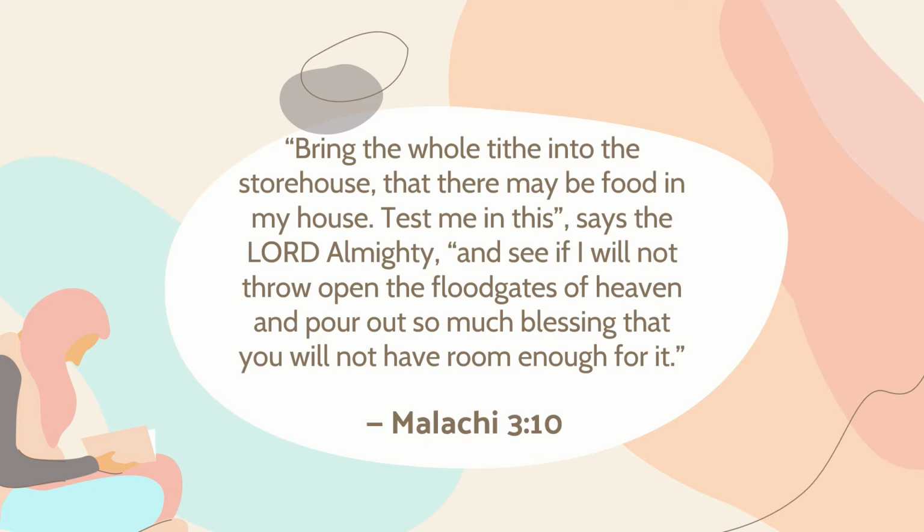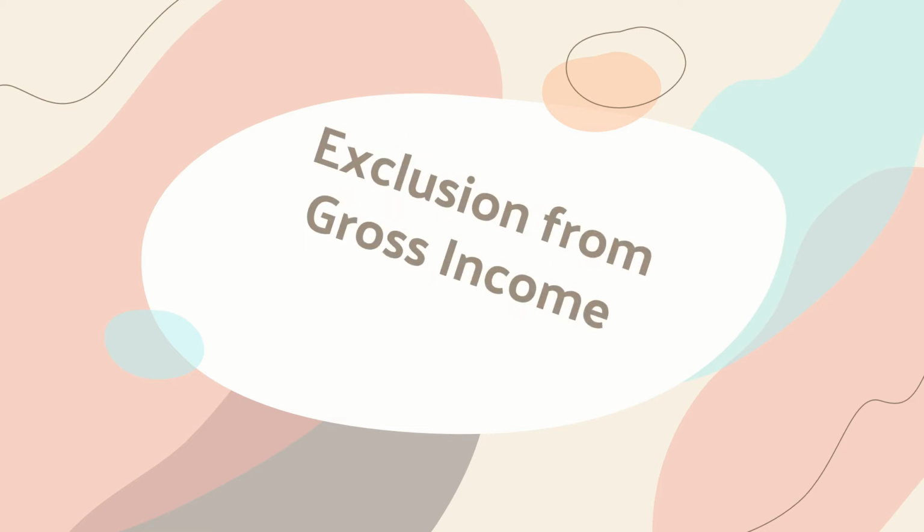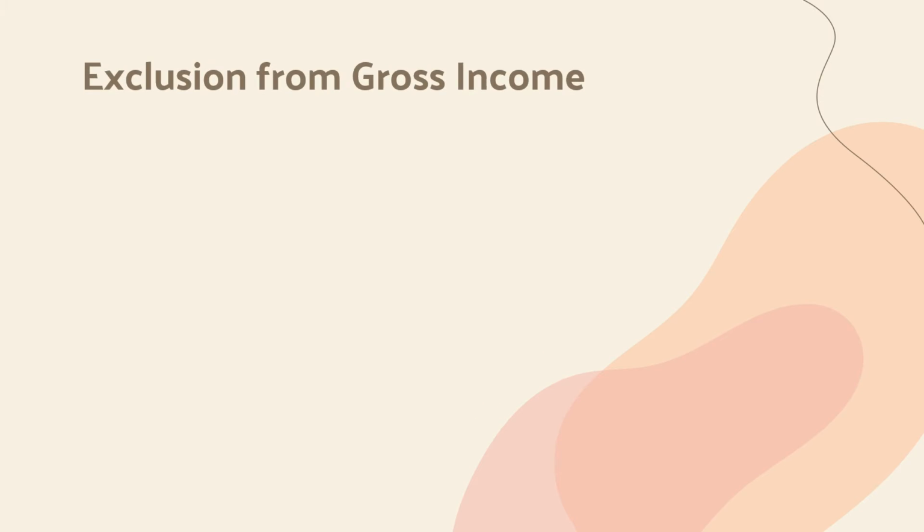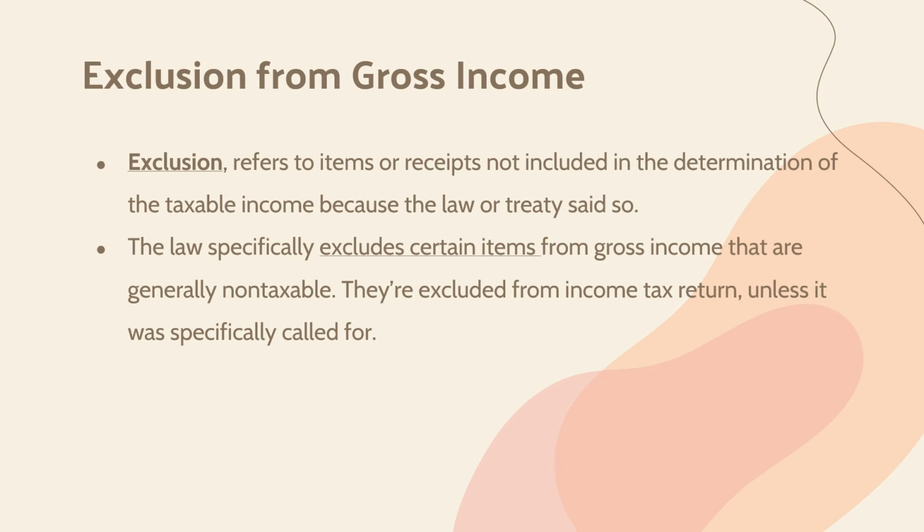Our topic for today is about exclusion from gross income. What is it? Coming from the word exclusion, it refers to items or receipts not included in the determination of the taxable income because the law or the treaty said so. The law specifically excludes certain items from gross income that are generally non-taxable. They are excluded from the income tax return unless it was specifically called for.